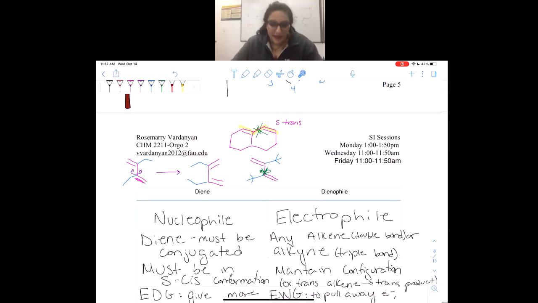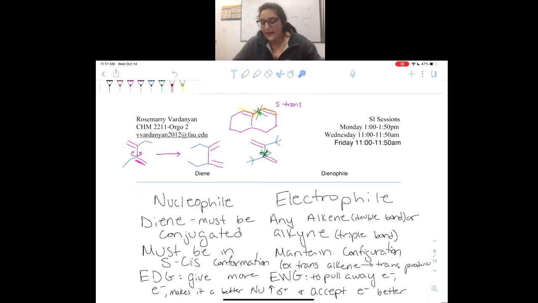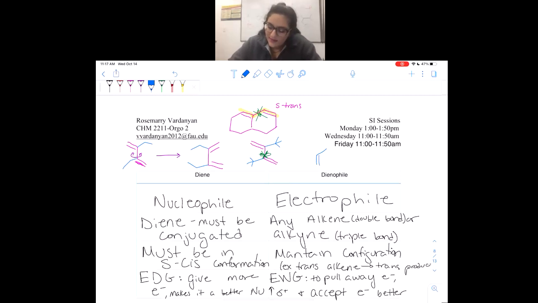As far as the dienophile goes, though, we know that the dienophile can be any alkene or alkyne, so any double or triple bond. And the alkene will not have a conformation, but it will have a configuration. So it can either be E or Z, or we can also call it cis and trans. The reason this becomes important is because we have to maintain this configuration. So if our double bond looks like this, we can see that those groups are trans. And so we know that the product will be trans, like this. If it's cis, it'll end up being cis.